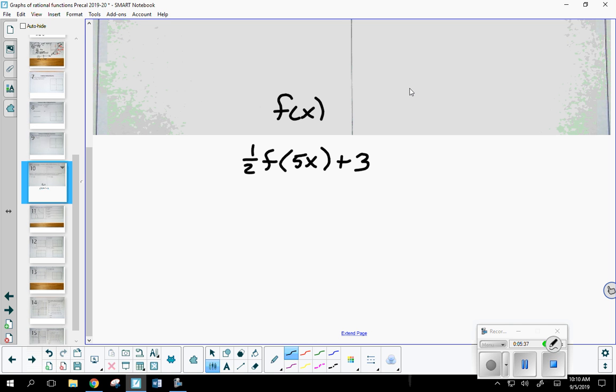Okay, Fernando? There you go. I know the entire graph, whatever it looks like, is going to be shifted 3 units up. Perfect. Connor.